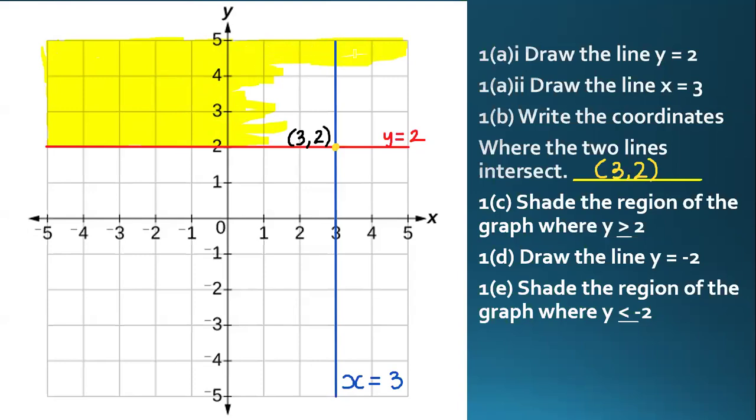So we are shading y is greater than or equal to 2 because this is the area where these are the numbers that are bigger than 2: 3, 4, 5, 6, 7, 8, 9, and so on. These are going to be the numbers that are greater than 2.